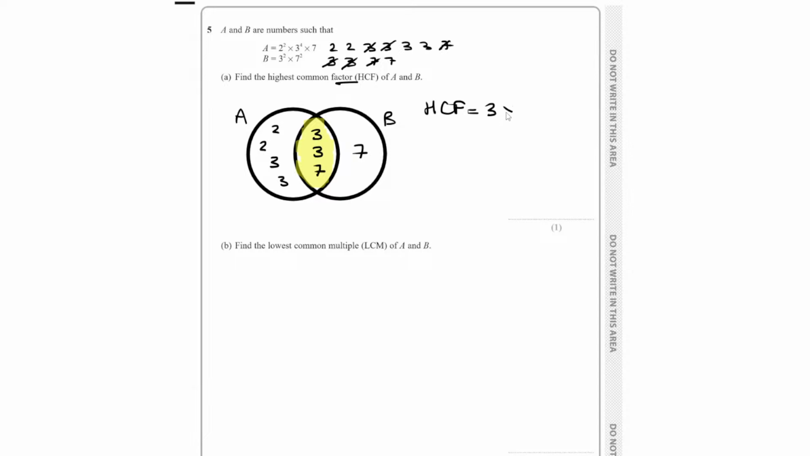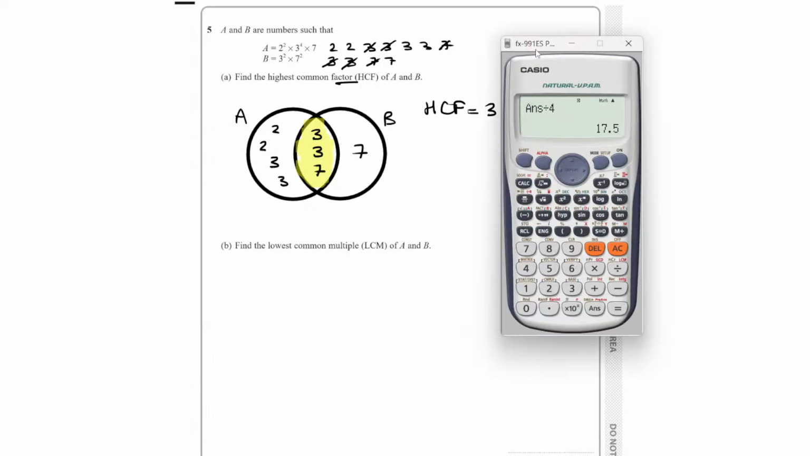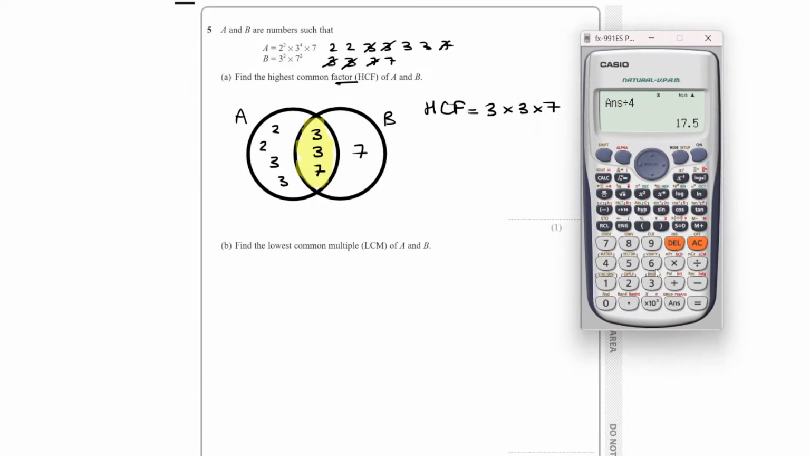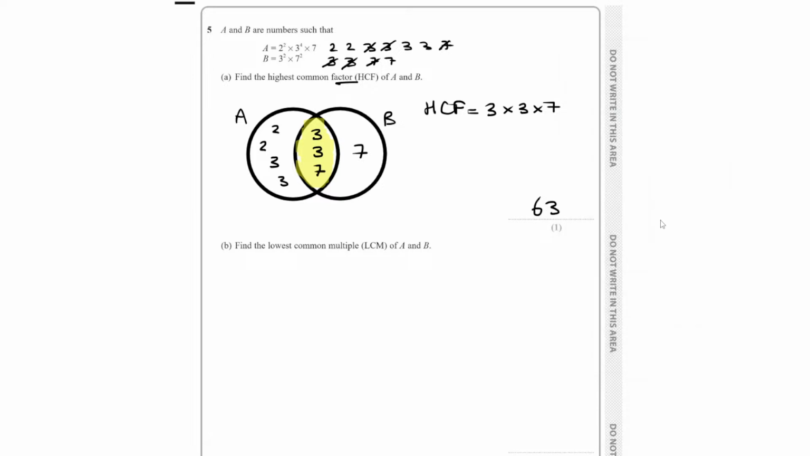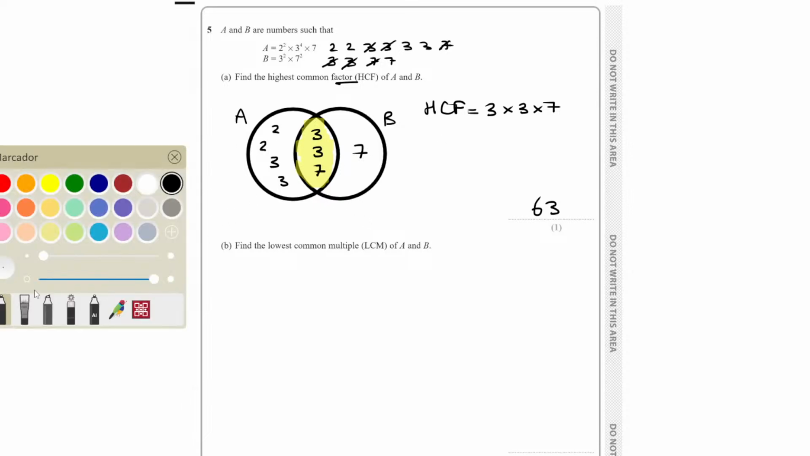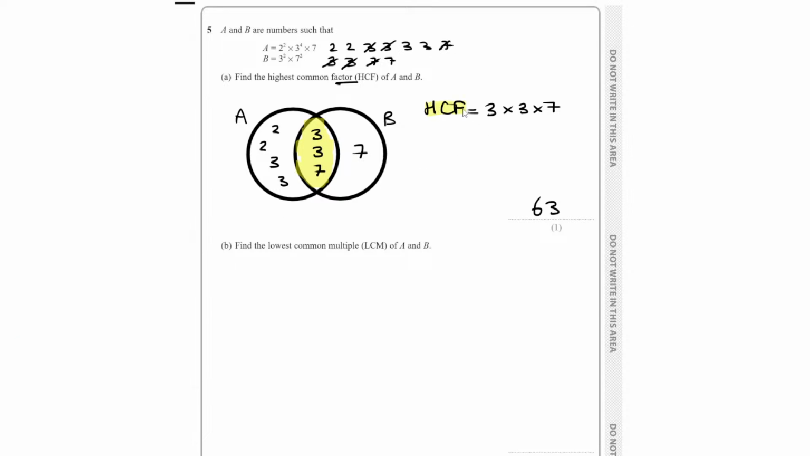So we would do 3 times 3 times 7 times 7, which you could probably work out yourself, but you can always also use the calculator. 3 times 3 times 7 times 7 is 63... Okay, that's the highest common factor. Now they have said find the lowest common multiple, so that's why I drew the whole of my Venn diagram, because the lowest common multiple is everything. The whole Venn diagram, so that's highest common factor.